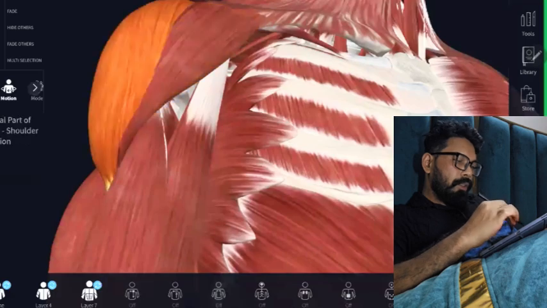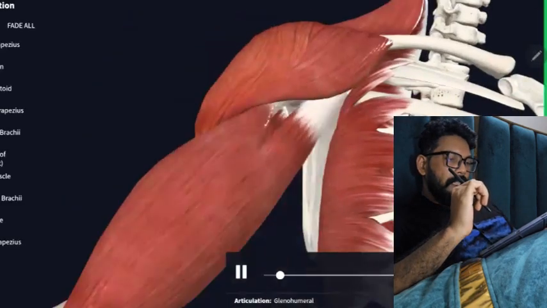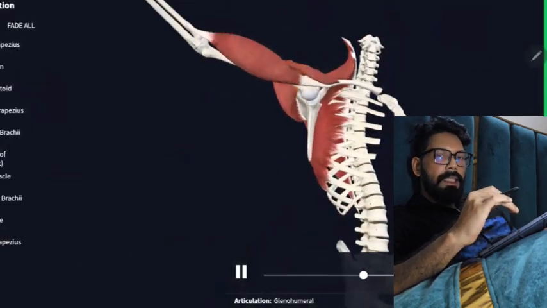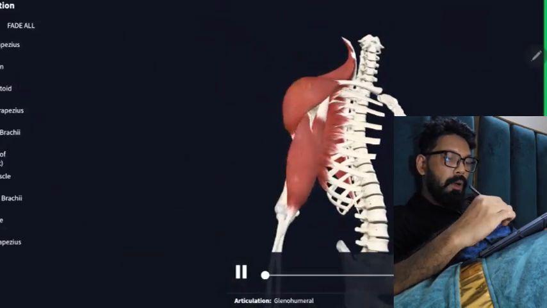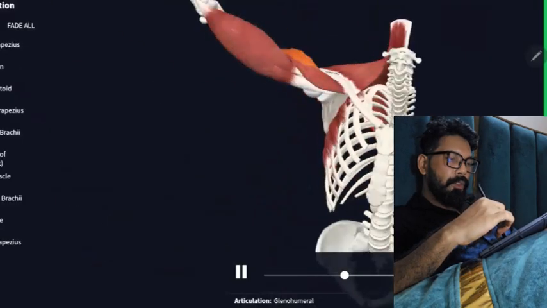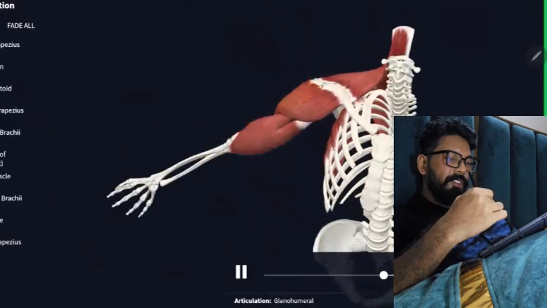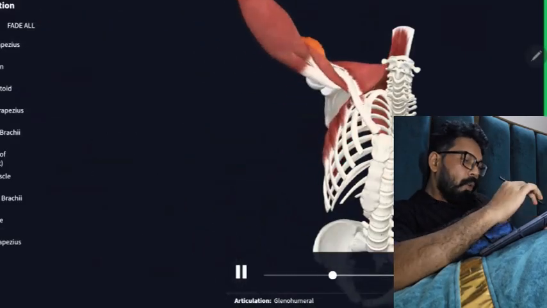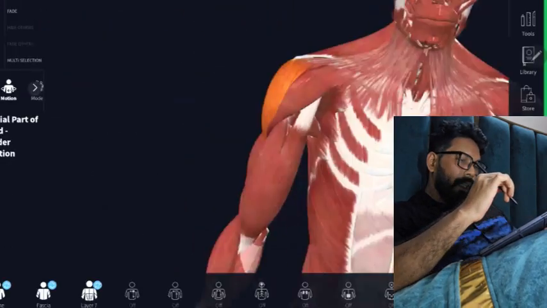You don't need to know all the parts, just know this one. See, it will abduct the shoulder. This is abduction. On the outer side, your hands will move. Let me show you from various angles. So on the outer side, this is abduction. Now, what are the muscles here? They are working.